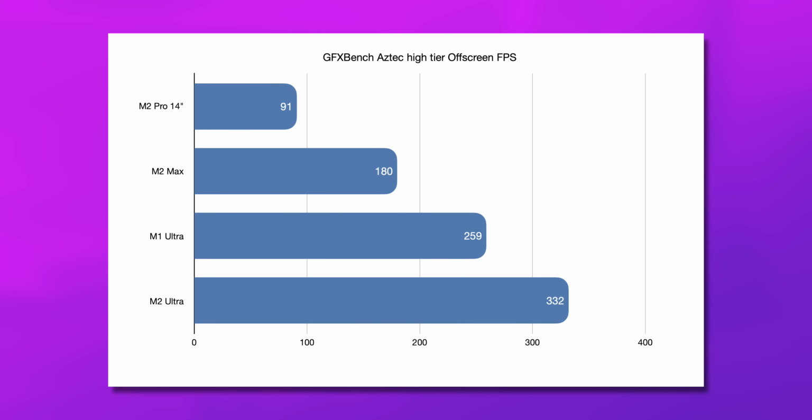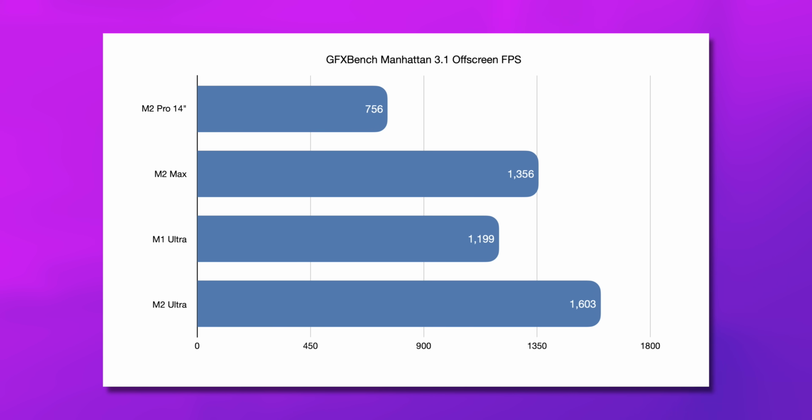In GFXBench Aztec High Tier off-screen, we jump from 259 FPS on the M1 Ultra all the way up to 332. Look at that graph. Look how well it scales with core count. That's pretty cool. But things got a little bit weird in the more recent Manhattan 3.1 off-screen test. This one showed the M2 Max actually outperforming the M1 Ultra. That's pretty crazy. Now, of course, the M2 Ultra outscores everything, but not by a huge margin. And that might be the first time that we've seen the M2 Max outperforming the 64-core M1 Ultra, but it certainly won't be the last.